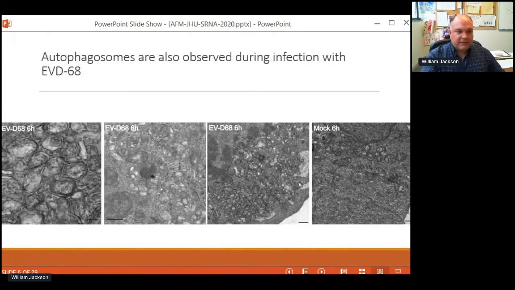We have observed these double membrane vesicles during infection with EVD68. When we look at uninfected cells on the right, you don't see any structures like this, and they start to form at 5 or 6 hours after infection with EVD68. As you go from right to left, you see increasing magnification. And on the left, you can really see those double membrane structures with 2 lipid bilayers and then inside sort of electron-light contents.